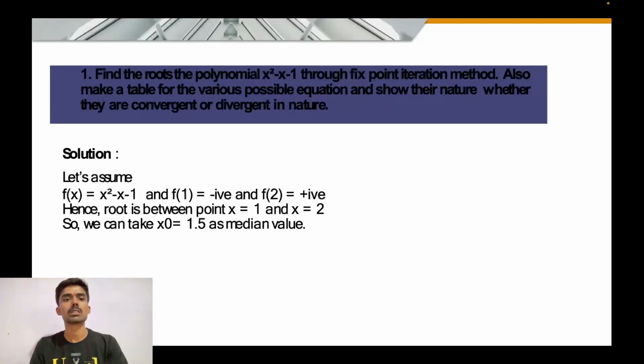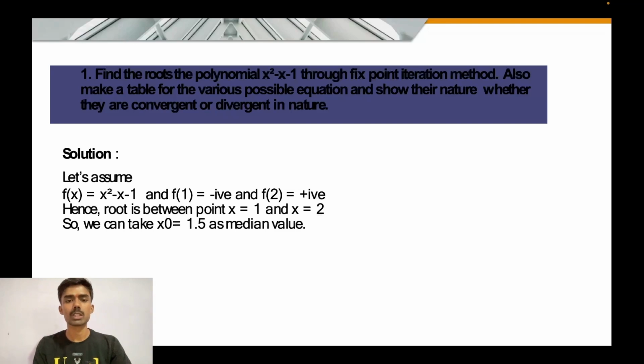So the first question is find the roots of the polynomial x square minus x minus 1 through fixed point iteration method. Also make a table for the various possible equations and show their natures whether they are convergent or divergent in nature. So here we will take two values in the equation f(x) is equal to x square minus x minus 1. So putting 1 we have 1 minus 1 minus 1, so we get a negative value. So in f(1) we get a negative value, and similarly in f(2) we get a positive value because 2 square minus 2 minus 1 is equal to plus 1.